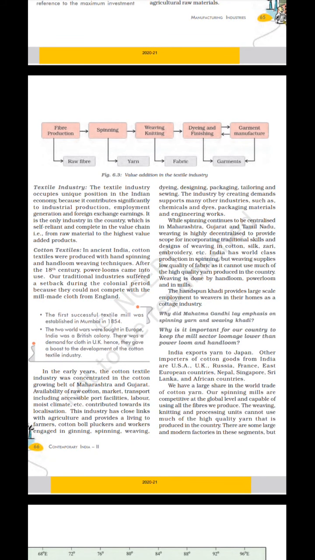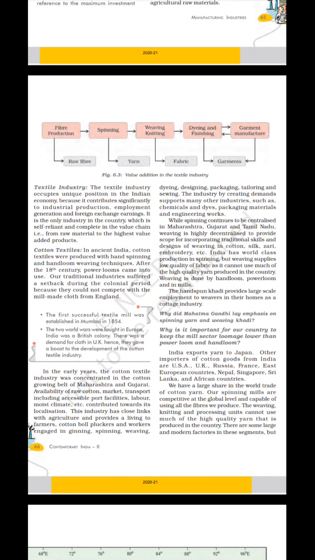Cotton textiles. In ancient India, cotton textiles were produced with hand spinning and handloom weaving techniques. After the 18th century, power looms came into use. Our traditional industry suffered a setback during the colonial period because it could not compete with the mill made cloth from England. The first successful textile mill was established in Mumbai in 1854.